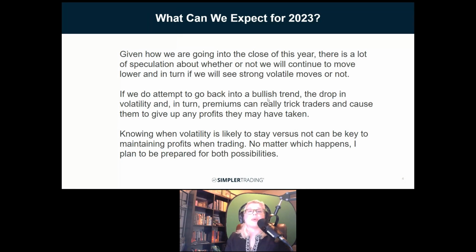Either way, knowing when there is or is not volatility is key to maintaining profits when trading. No matter which happens next year, if we do start to go back into that bullish trend immediately, or if we do see a bit more of that stronger volatility to the downside, I plan to be prepared for both possibilities.